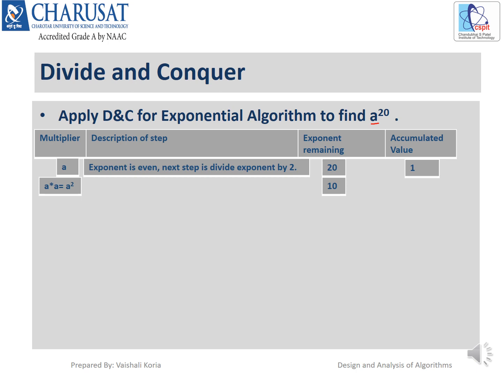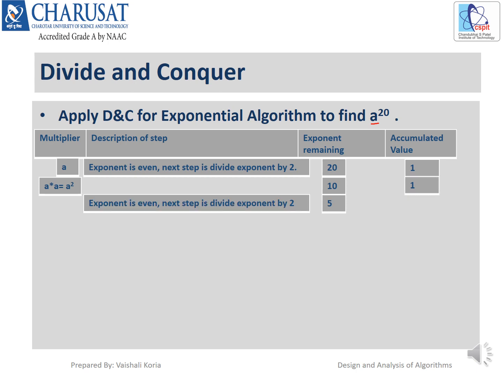Now you can see here again the exponent is even, 10. So again we have to divide it by 2. So now the exponent is 5. After that we have to multiply the multiplier with itself. So right now the multiplier is a raised to 2. So we have to multiply it with itself. So it will be a raised to 4. And accumulated value will remain same throughout these steps.